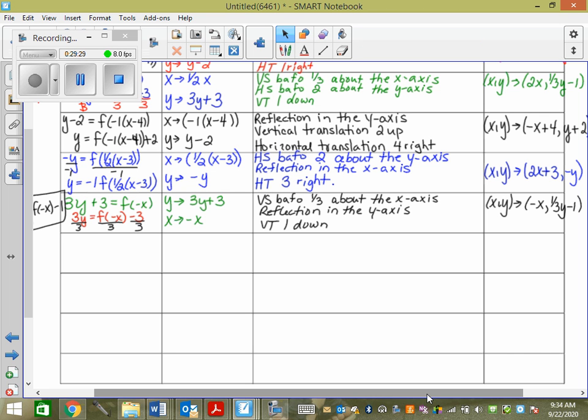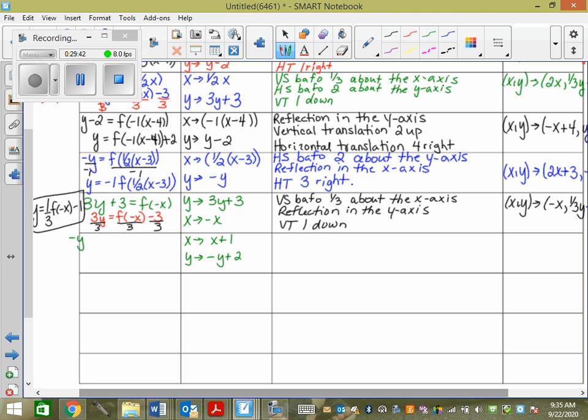Next one I gave you replacement. X becomes x plus 1. Y becomes negative y plus 2. So if I go to replace that, I'm going to get negative y plus 2 equals f of x plus 1. Then I'm going to subtract 2 over, so negative y equals f of x plus 1 minus 2. And then I'm going to divide by negative 1 each term. So I actually get y equals negative f of x plus 1, plus 2. So if you don't do it right, you're going to get your vertical translation the wrong way.